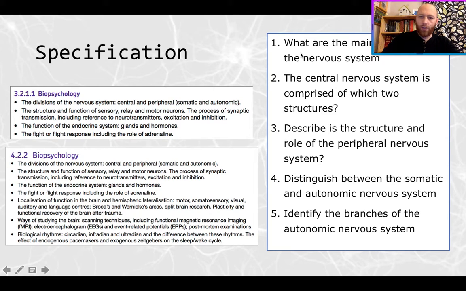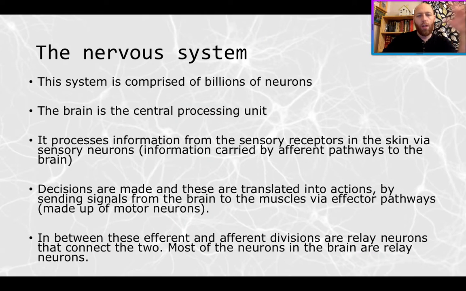What are the main divisions of the nervous system? What is the nervous system comprised of? The structure and role of the peripheral nervous system will be looked at. We will distinguish between the somatic and autonomic, and we'll identify branches of the autonomic nervous system as well.